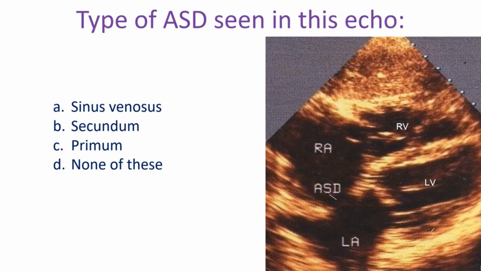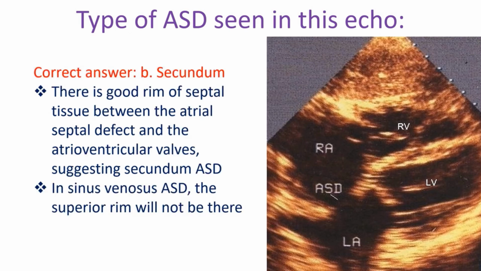Type of ASD seen in this echo: A. Sinus venosus, B. Secundum, C. Primum, D. None of these. Correct answer B. Secundum. There is a good rim of septal tissue between the atrial septal defect and the atrioventricular valves, suggesting secundum ASD. In sinus venosus ASD, the superior rim will not be there.